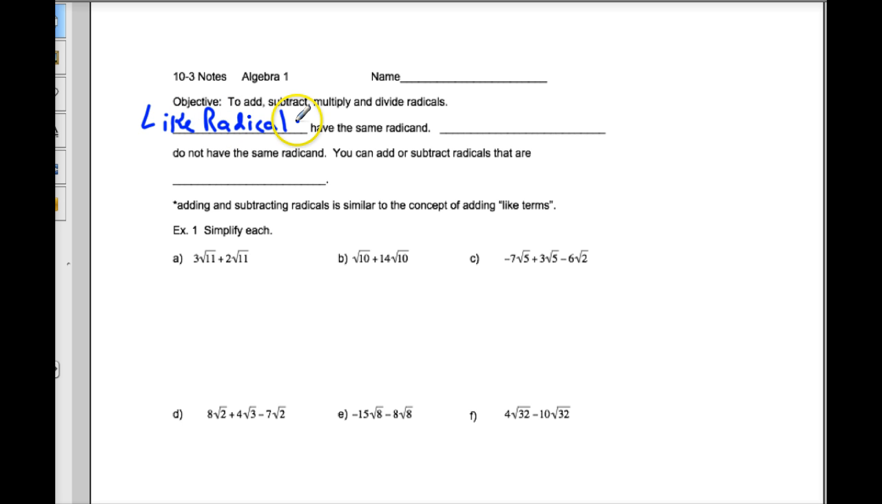Adding and subtracting of radicals is kind of like terms, which you guys are pros at. Like radicals have the same radicand, where unlike radicals do not. The radicand is the stuff underneath the square root symbol. If they're like, you can add them together or subtract them. If they're unlike, you cannot do anything with them. You can add or subtract radicals that are like.